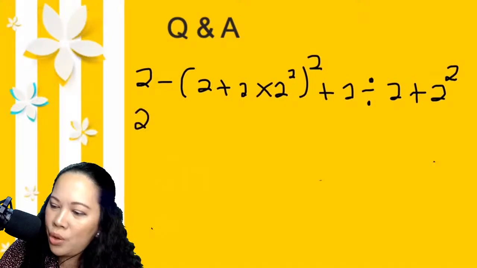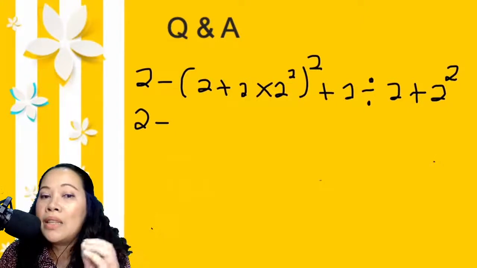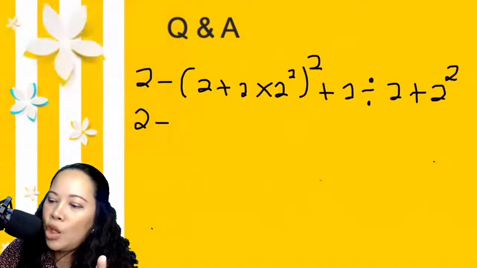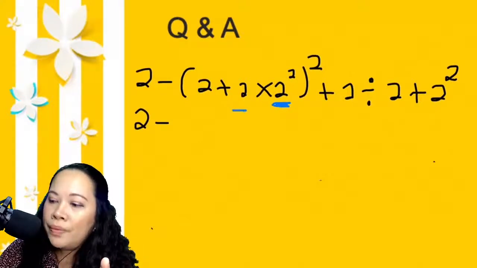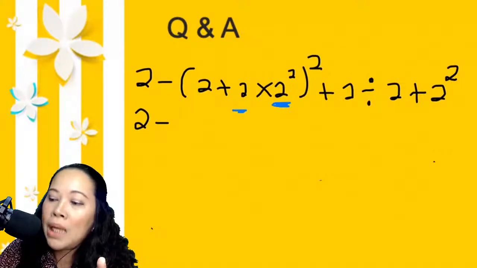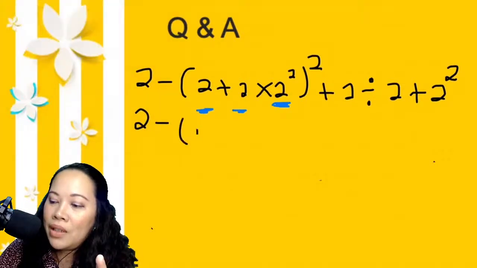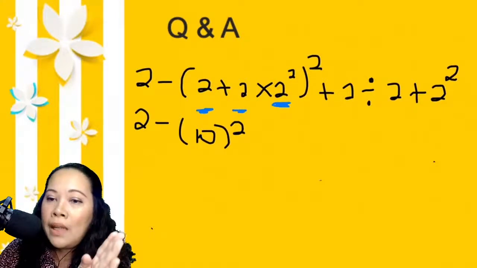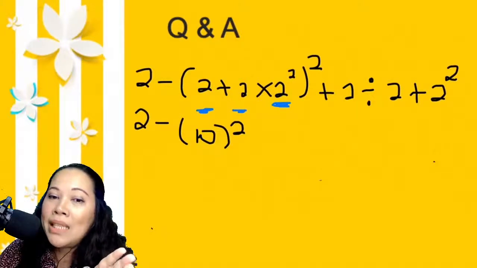So we have 2 minus. All right. Now, inside the bracket, there is a square. So we square 2 first. So 2 square is 4, right? This one is 4. Times 2 is 8. Plus 2 will be 10. Follow? So that will be 10 power of 2. 2 square is 4. Times 2 is 8. Plus 2 is 10. So that will be 10 square.